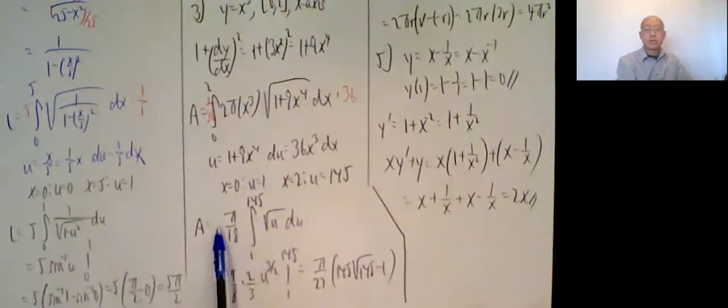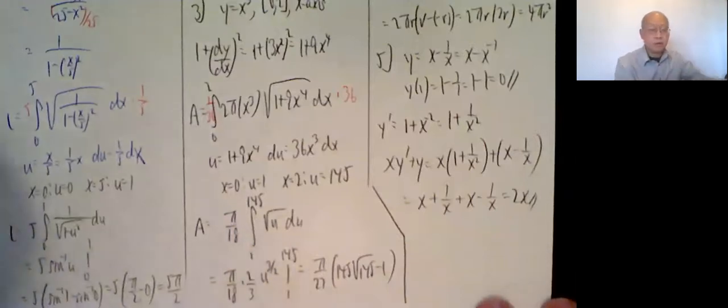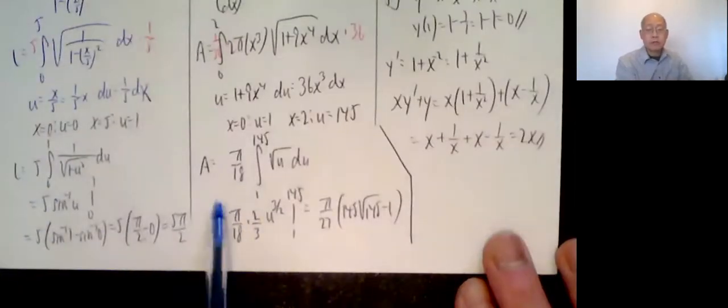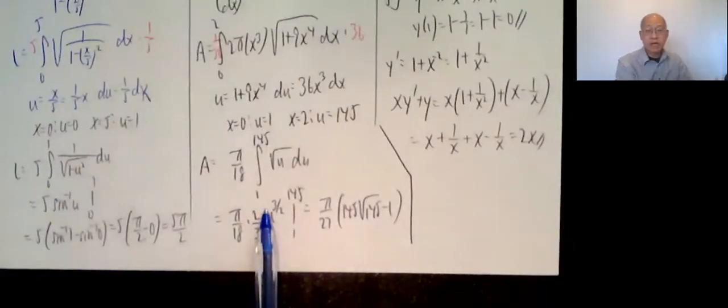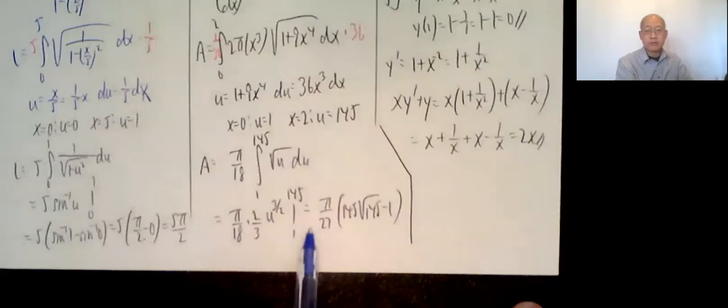So the area is pi over 18, integral from 1 to 145, radical u du. So that's pi over 18, u to the 3/2 times 2/3. Okay, 2 cancels 18, leaving me with a 9 in the bottom. So 9 times 3 is 27. So pi over 27, 145 to the 3/2, 145 radical 145, minus 1 to the 3/2, which is 1. So here's my final answer.